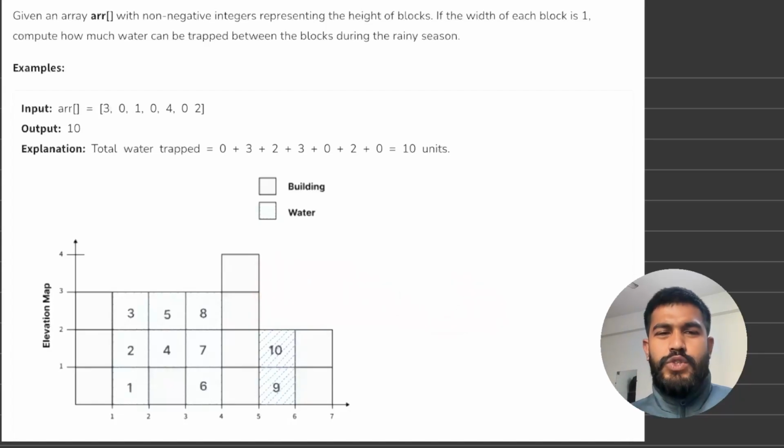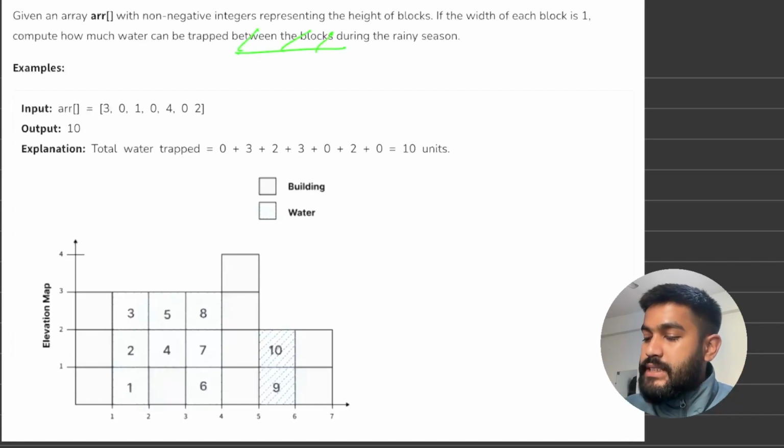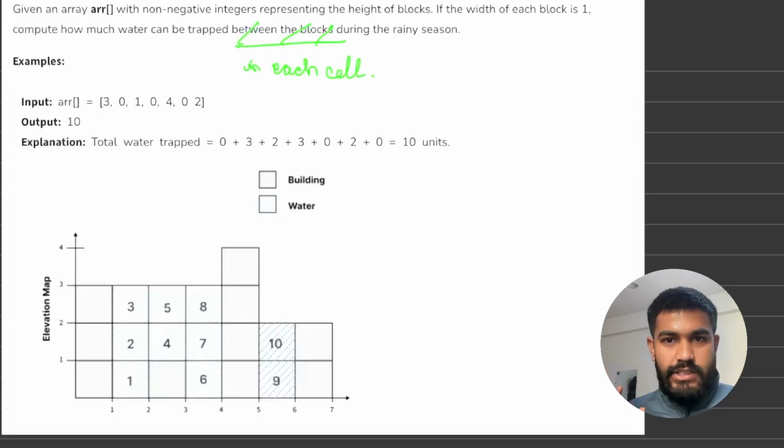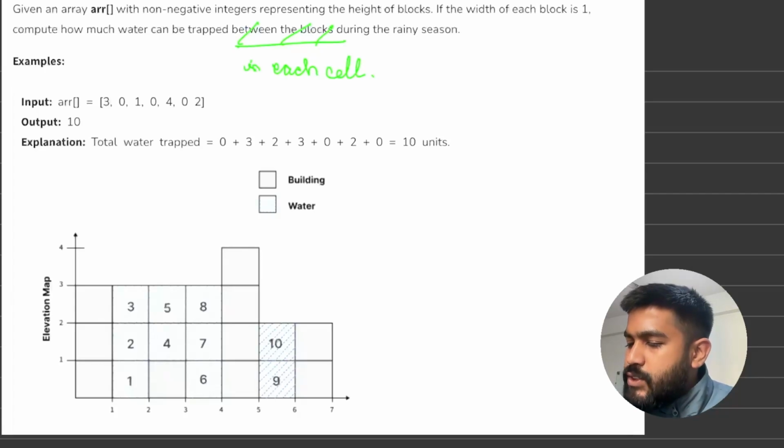Again, you can't have any water over here because it would just spill out. So you can just visualize that there are two buildings. Basically, if you keep water above this level, it would just spill out. Now, the very important understanding in this is that instead of focusing on how much water can be trapped between the blocks, you can visualize how much water can be trapped in each cell. So let's see how much water each one can trap.